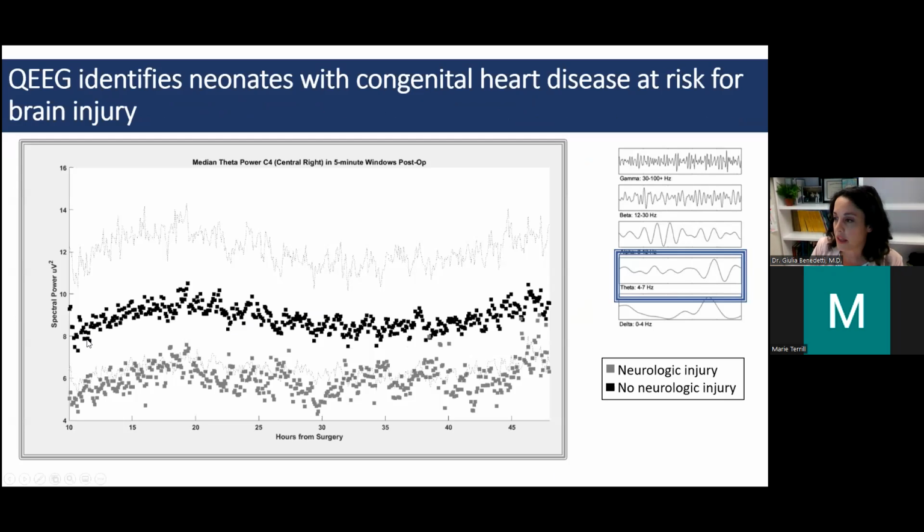This is showing the theta power in the central regions. The black squares are those who didn't have injury, the gray squares are those who did. And we found that from onset of EEG, which was typically 10 hours after surgery, they really separated out. So this is a population where, if there's lower theta power, that might be a patient you watch a little more closely and really trend their exams and things like that.